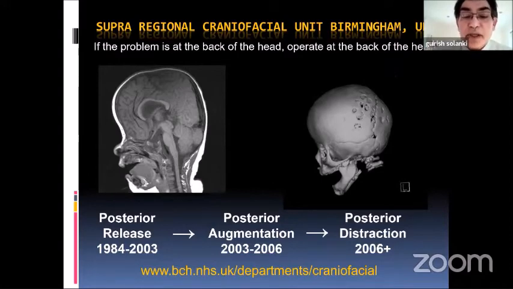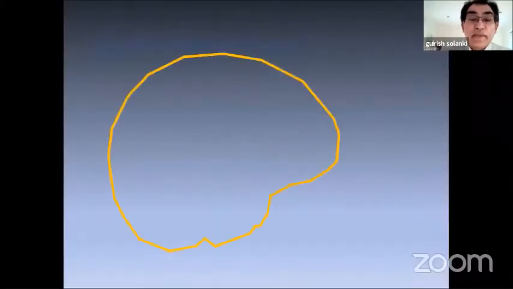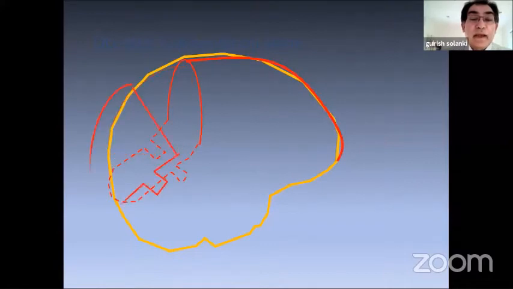So at Birmingham, from 2003 to 2006, we started doing a fixed cranial augmentation, and then we added the posterior distraction osteogenesis from 2006 for craniosynostosis patients, and that is still our technique. This is a diagrammatic representation. We make a cut, and then we push that back and fix it.